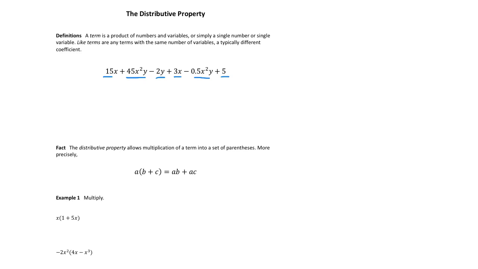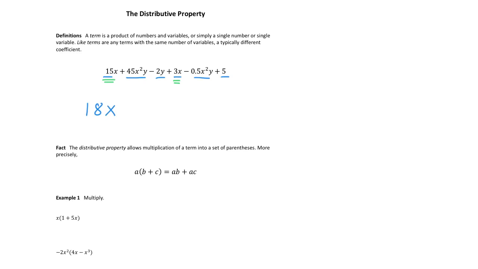A like term means that the variables are exactly the same, even though the coefficients, the numbers in front of the variables, could be different. So if we look at this a little bit more carefully, starting with 15x, I see that I have another x that appears over here, so 15x and 3x are like terms. Anytime that you have like terms in an expression, it means that you can combine them. So 15x and 3x, we could really put together and have 18x.